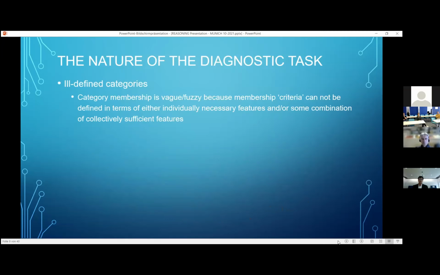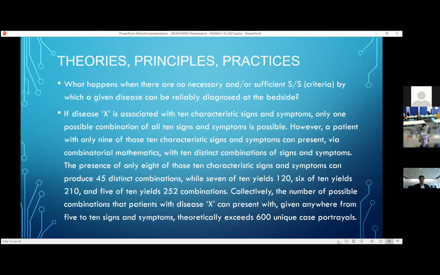Ill-defined categories, however, are quite different. Category membership is vague or fuzzy because membership criteria cannot be defined in terms of either individually necessary features and/or some combination of collectively sufficient features. So what happens when we don't have these criteria at the bedside that we could impart to a student to make it possible for him to always be diagnostically correct?